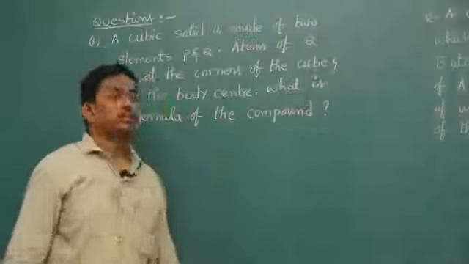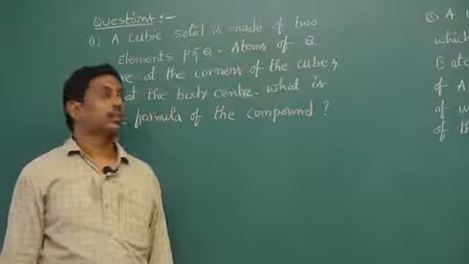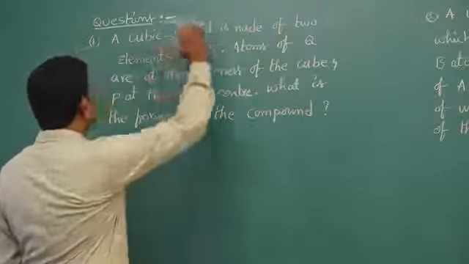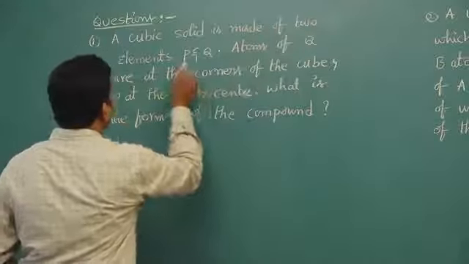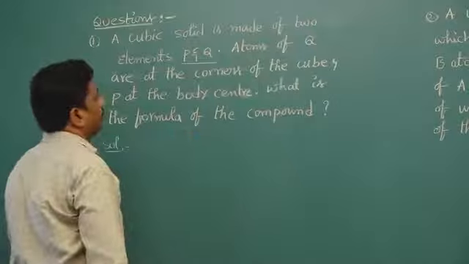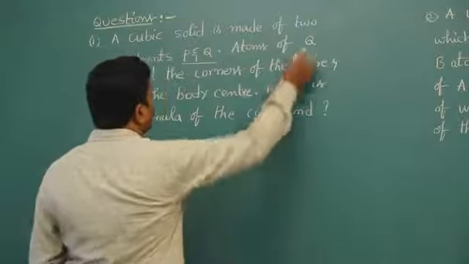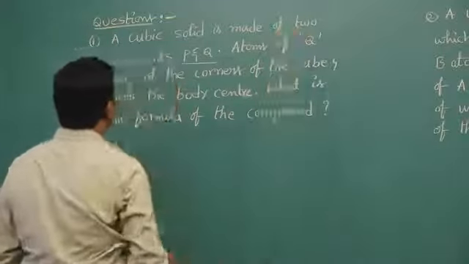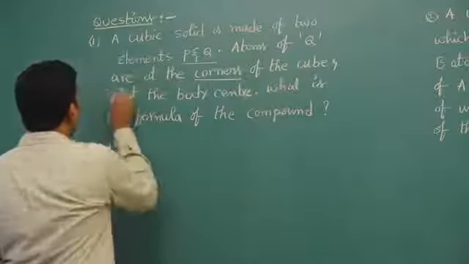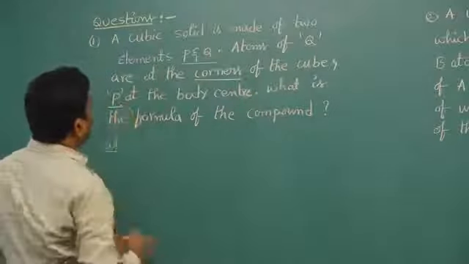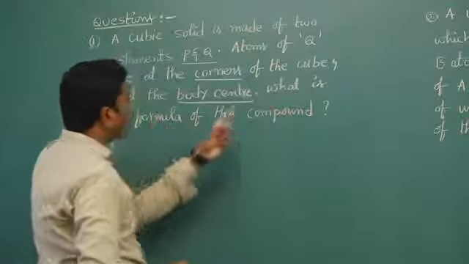Some questions. In these questions, we need to calculate the formula. See, first question: a cubic solid is made of two elements, P and Q, and they give information regarding the position of P and Q. Atoms of Q are at the corners of the cube, and atoms of P at the body center. What is the formula of the compound?